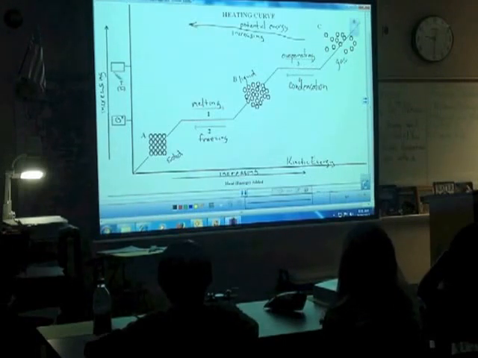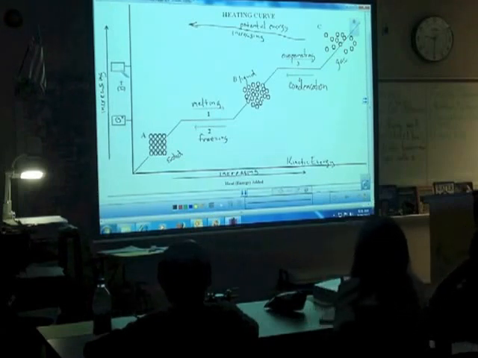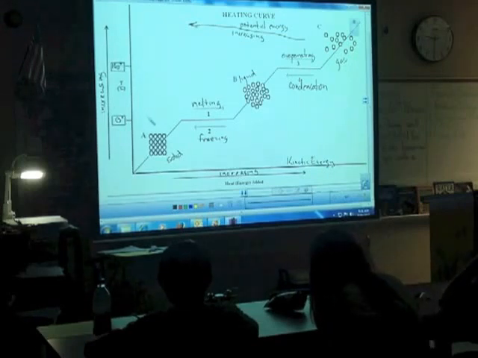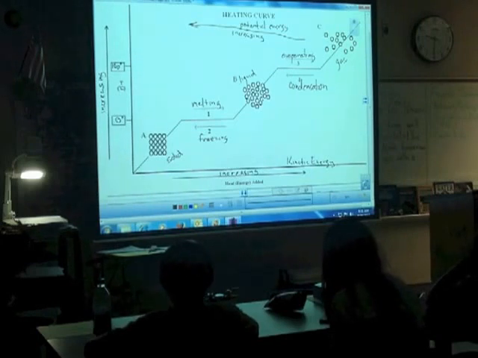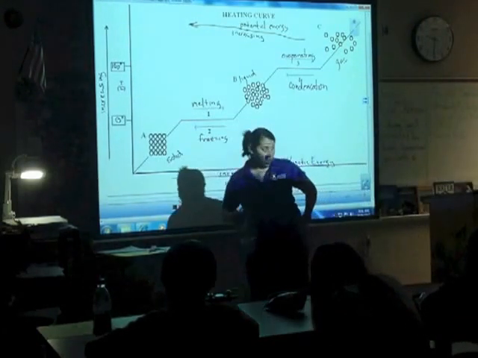Evaporation. At what point does it start boiling? Fahrenheit? Oh, we're in Celsius. 100. Okay, so 100 degrees is boiling. So 0 is melting, 100 is boiling.